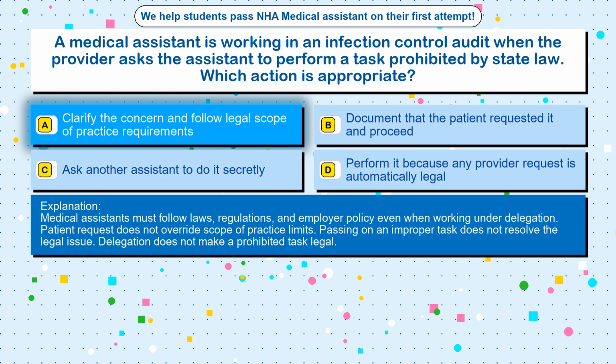Medical assistants must follow laws, regulations, and employer policy even when working under delegation. Patient request does not override scope of practice limits. Passing on an improper task does not resolve the legal issue. Delegation does not make a prohibited task legal.